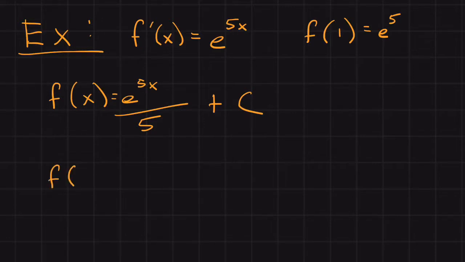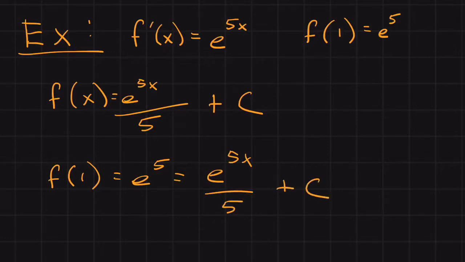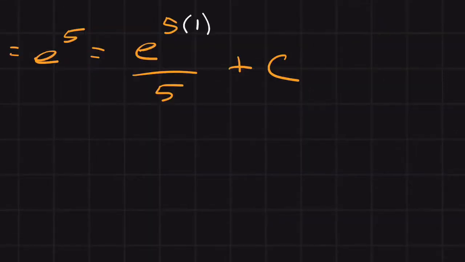Next, let's rewrite our initial condition. f of 1 is equal to e to the 5th power. And we can set this equal to the general solution, e to the 5x over 5, plus c. Instead of having an x inside of our general solution, we substitute in the 1 that's inside of the parentheses. So inside the exponent, we'd have 5 times 1. Now we have an equation that has only one unknown, c. That means that we can solve for c.